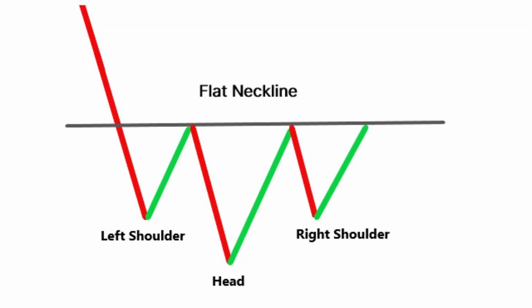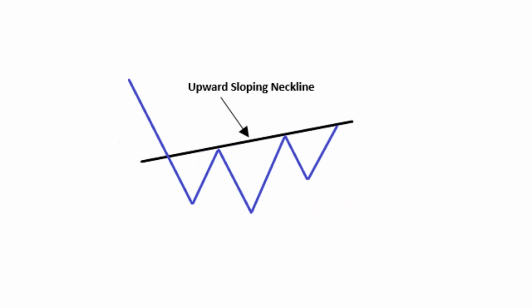Sometimes, the neckline in an inverse head and shoulders pattern isn't flat. It can be sloping either up or down. An upward sloping neckline occurs when the peak of the right shoulder is slightly higher than the peak of the left shoulder. In this case, the price has to move a little more upward to break the neckline. This type usually gives a stronger bullish signal because the price needs to gain upward momentum.